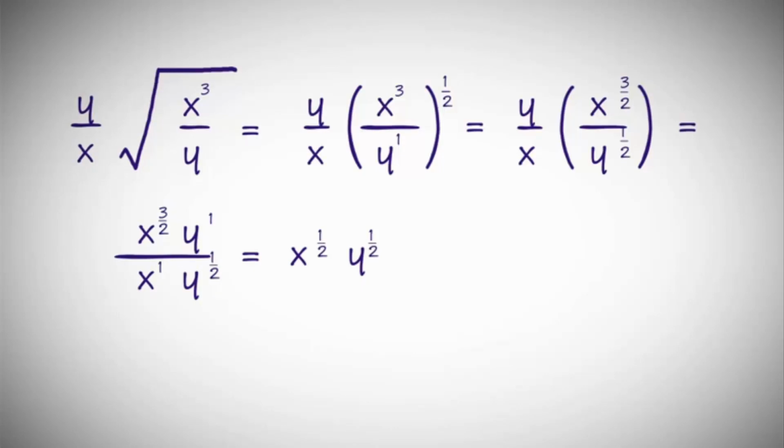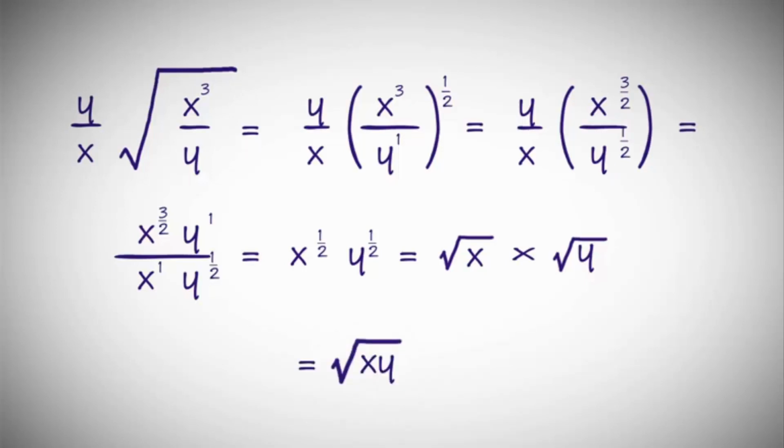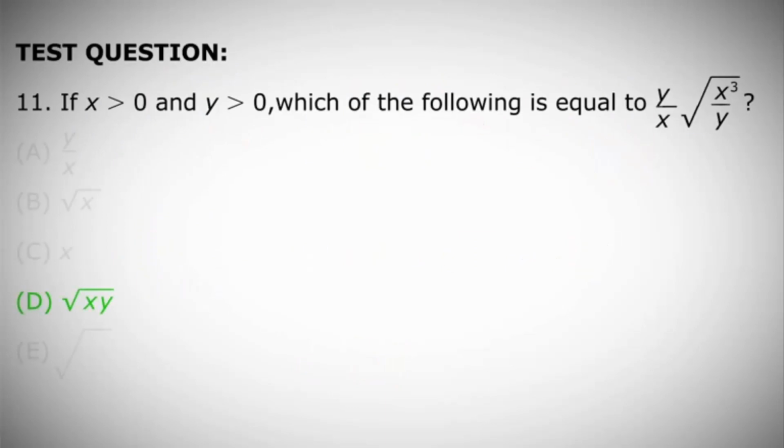Now take a look at your answer choices. None of those answer choices look quite like that, so we're going to need to convert those exponents back to square roots. X to the 1/2 is the square root of x. Y to the 1/2 is the square root of y. So we have the square root of x times the square root of y, or the square root of x times y, which matches up with answer choice D.